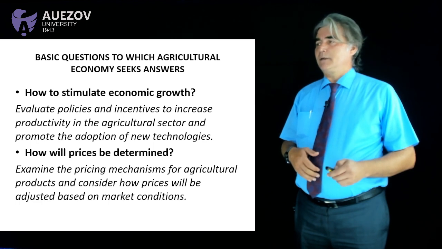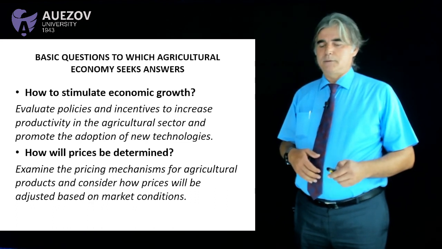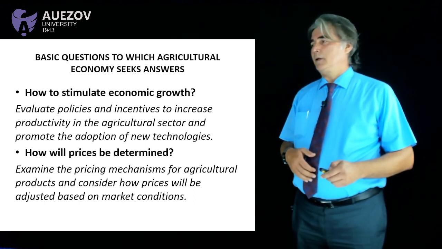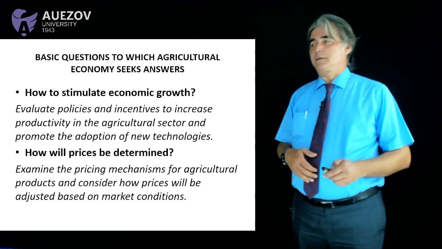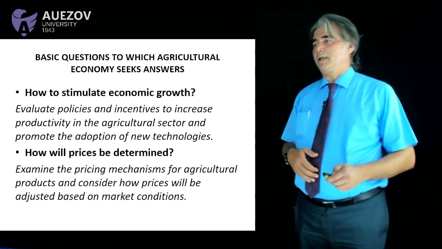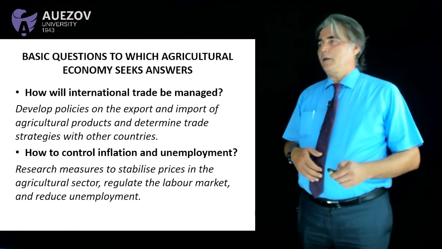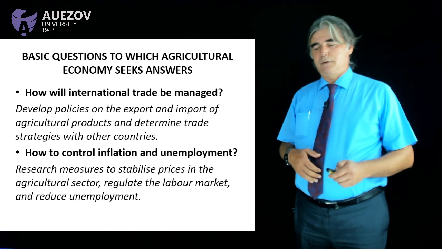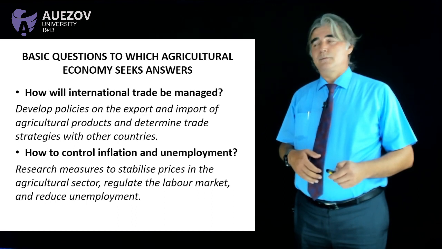And prices fluctuate a lot in the agriculture sector because its elasticity is very low. We try to examine the price mechanism for agriculture products and consider how prices will be adjusted based on market conditions. And international trade, especially after the year 2000, has seen very fast growth, right?